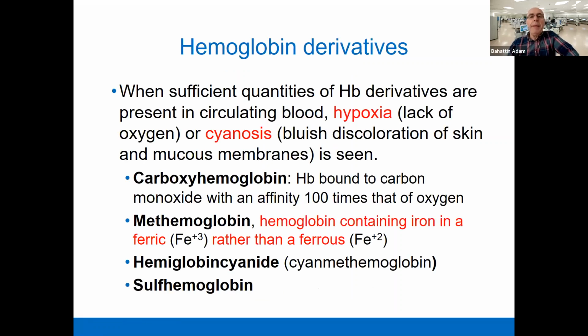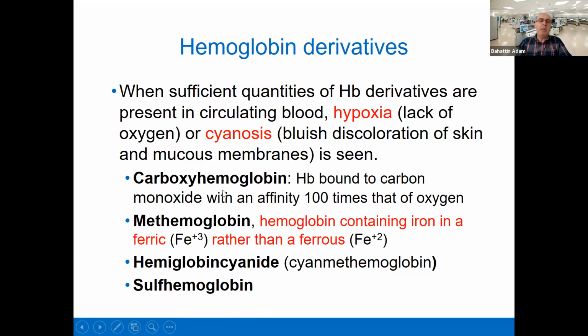Now, we also have some hemoglobin derivatives, which cause hypoxia, which means lack of oxygen. You won't be able to carry enough oxygen to the tissue cells. Now, there are different derivatives of the hemoglobin, such as carboxyhemoglobin, methemoglobin, hemoglobin cyanide, and sulfhemoglobin. These are different derivatives of hemoglobin.